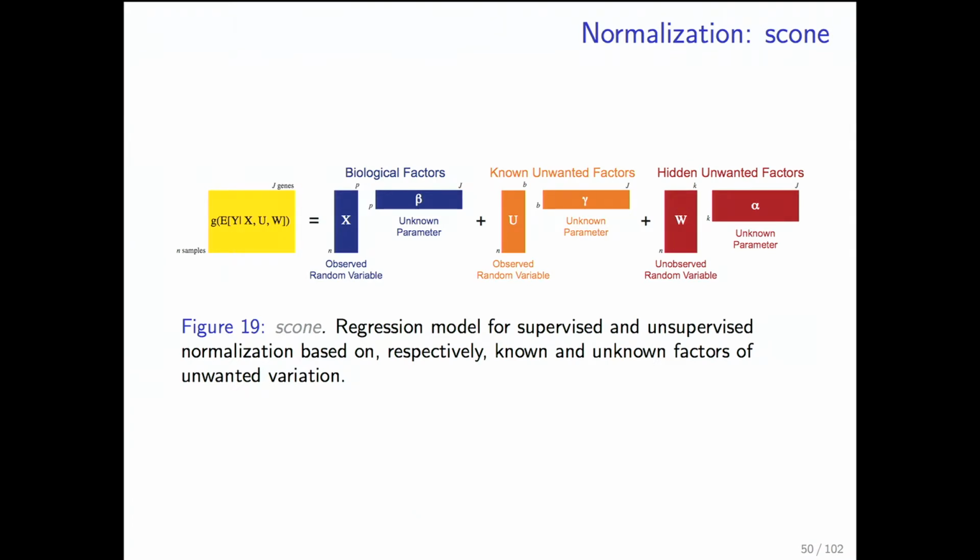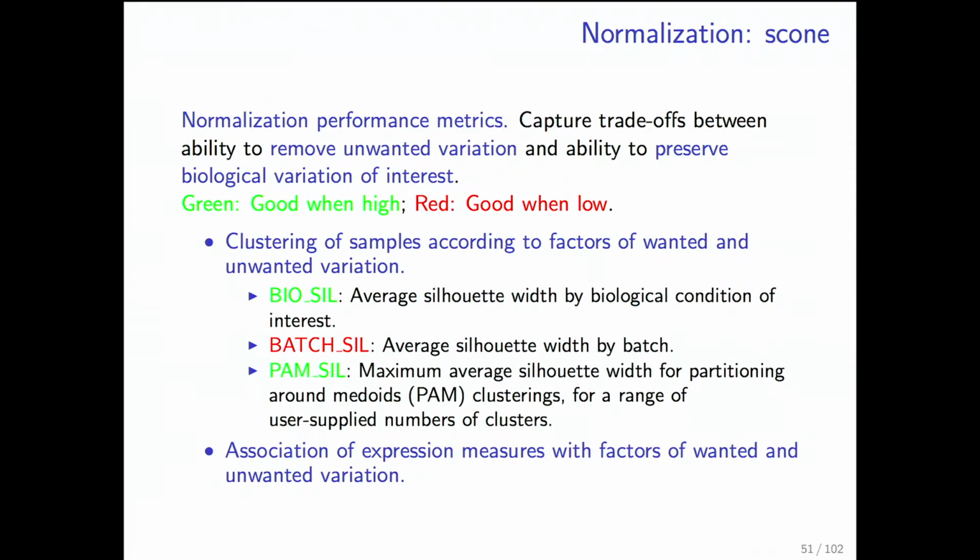This is a diagram of the regression model that's used for normalization in scone. We model the gene level log counts in terms of 3 quantities: biological factors like cell type, known unwanted factors, like batch or QC measures, and unknown unwanted factors. This is what we would estimate by factor analysis or singular value decomposition. This is the RUV method. We're also providing a variety of different metrics to assess performance of normalization procedures.